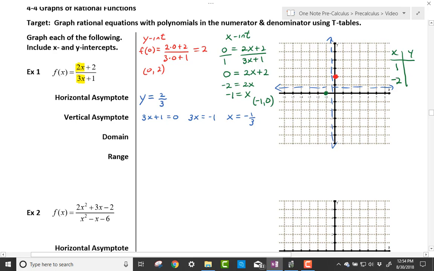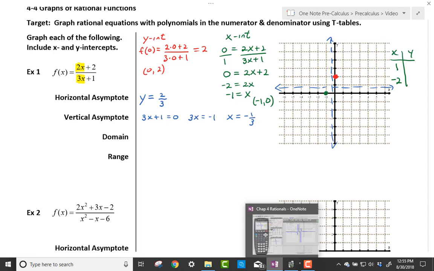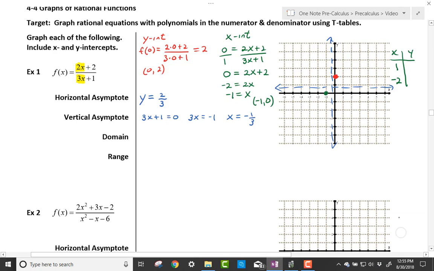If I plug in 1, let me see here, hang on a second, let me do the math and not waste your time here. I actually get 1. So I get the point 1 comma 1.